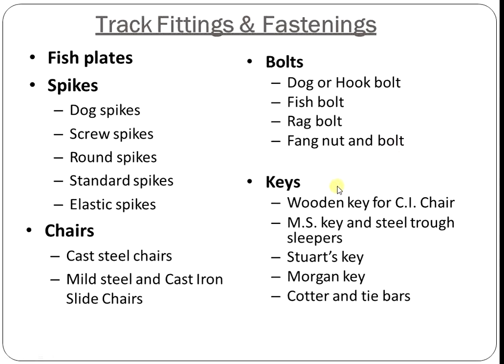Next type of the fixture and fastening is keys, and the subtypes are: first, wooden key for cast iron chair. Second, mild steel key and steel through sleepers. Third one, Stewart's key. Fourth one, Morgan key. And fifth one, cotter and tie bars. All the types and subtypes we have to see in detail in future slides.